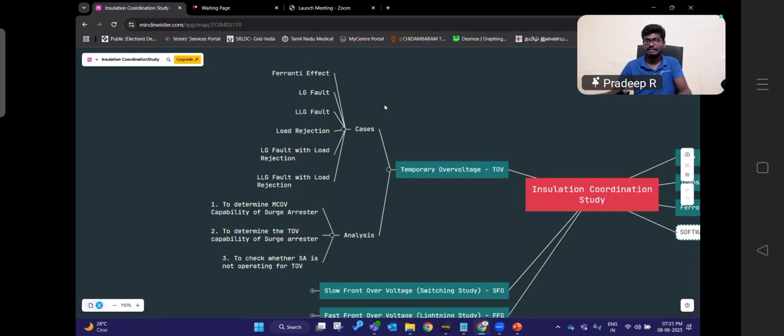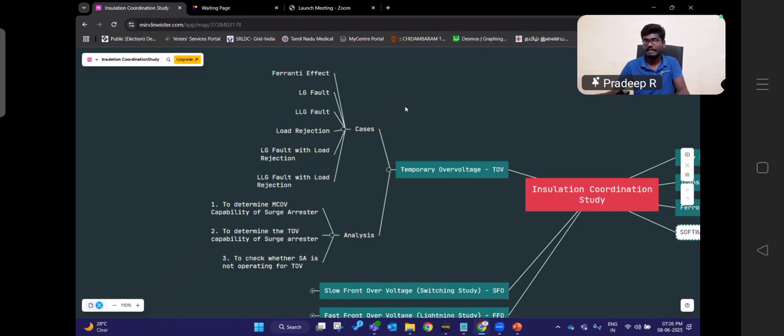For example, the generation will be high at that time, but after the peak hours the load demand will be low. At that time we can see some Ferranti effect. Immediately after the evening time, the loads will start being used again, so at that time it will decay.